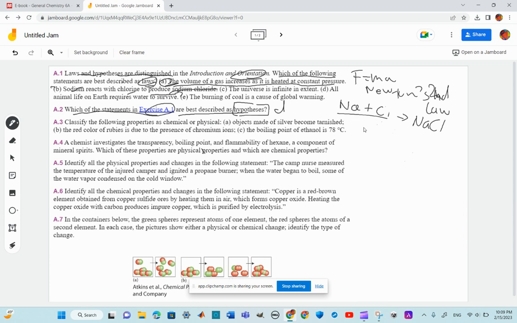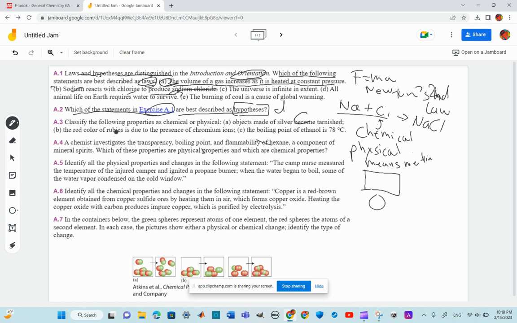Oh, so this is basically chemical means like a reaction like this. A physical means melting and turning to ice, so cooling down and heating up, or displacing it from a box shape to a smaller shape, or cutting it to pieces, whatever. So objects have a silver becoming tarnished. That is a chemical reaction.